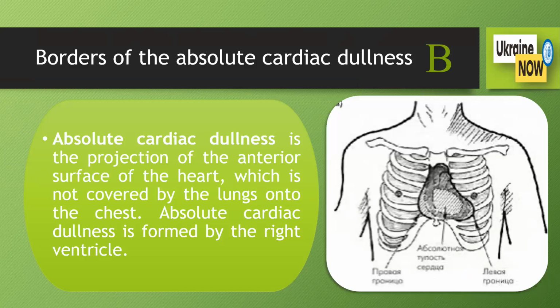Next is determination of the borders of the absolute cardiac dullness. It is the projection onto the chest of the anterior surface of the heart, which is not covered by the lungs. Absolute cardiac dullness is formed by the right ventricle here.